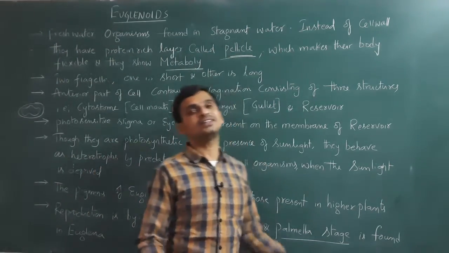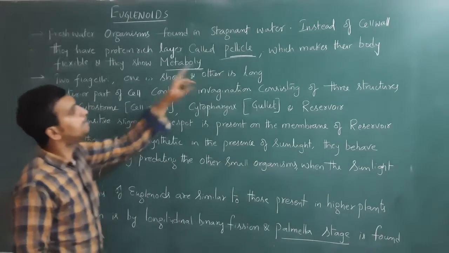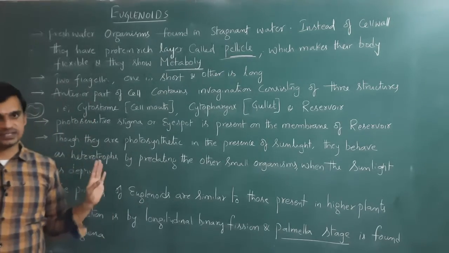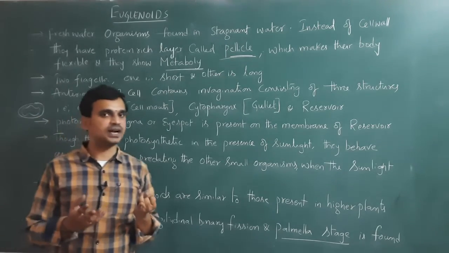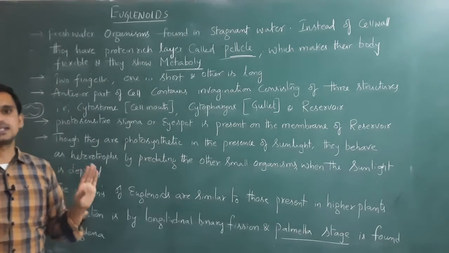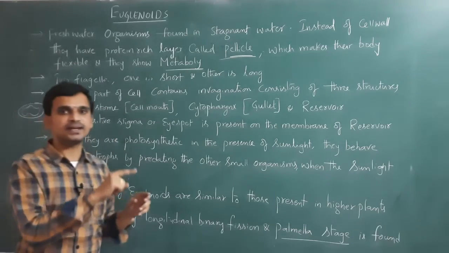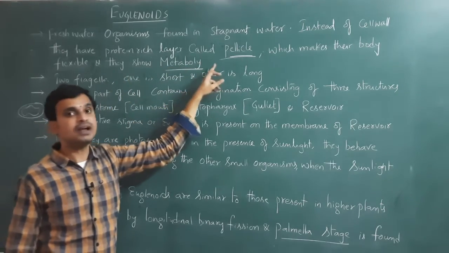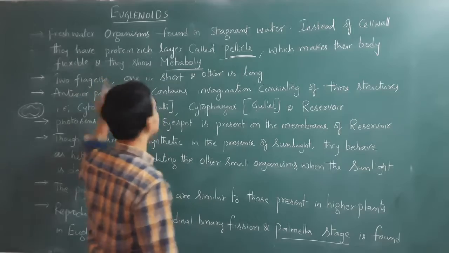Instead of the cell wall, they contain a protein rich layer called pellicle, which makes their body flexible. So they do not have the cell wall. Chrysophytes and dinoflagellates contain the cell wall. Here euglenoids do not contain the cell wall. Here the cell is surrounded by the protein rich layer called pellicle, which makes their body flexible.